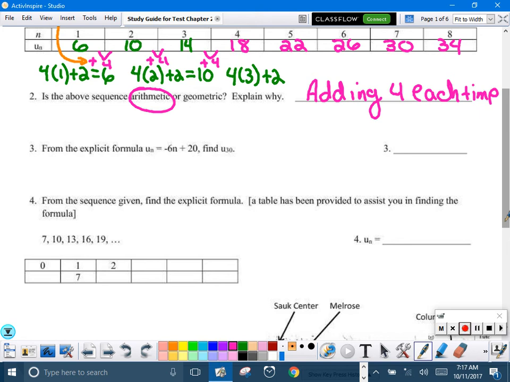Number 3. From the explicit formula U sub n equals negative 6n plus 20, find U30. So we're going to plug in the 30. So negative 6 times 30 plus 20. Okay, again, feel free to use the calculator, and you should get negative 160.